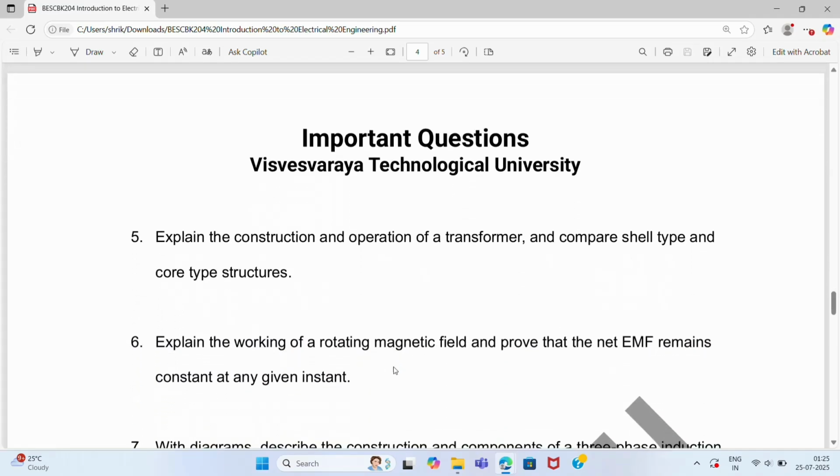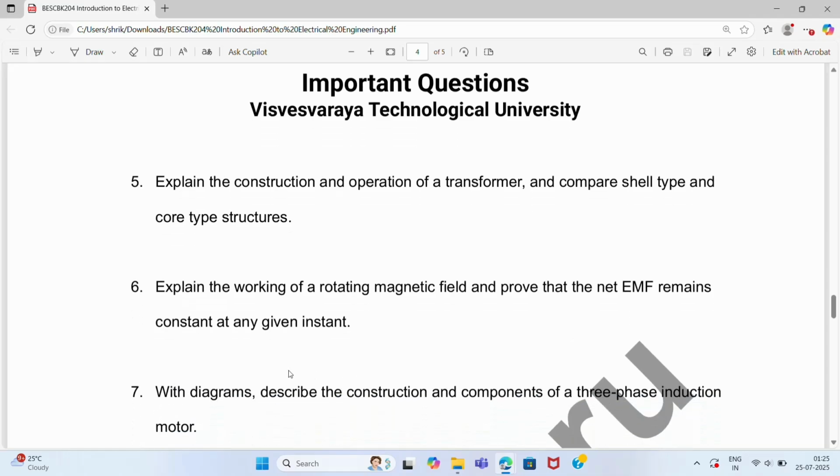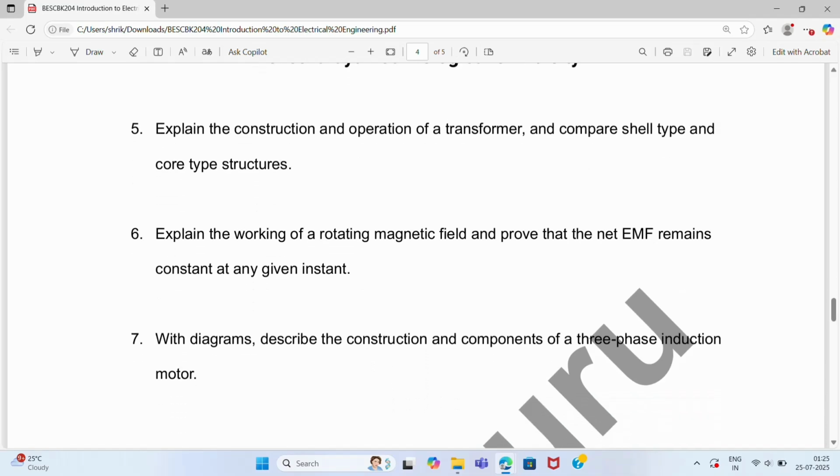Explain the working of a rotating magnetic field and prove that the net EMF remains constant at any given instant. With diagrams, describe the construction and components of a three-phase induction motor.